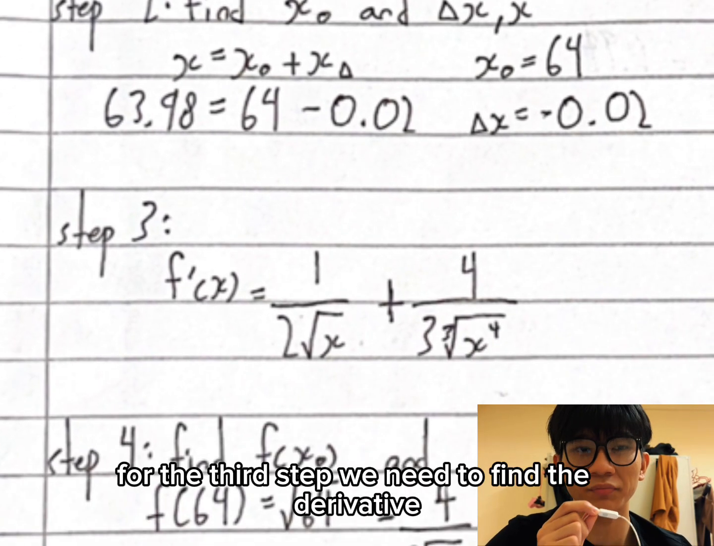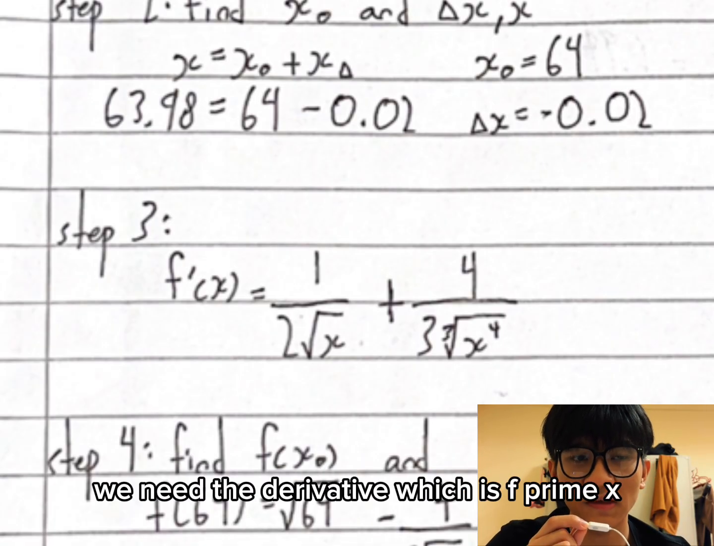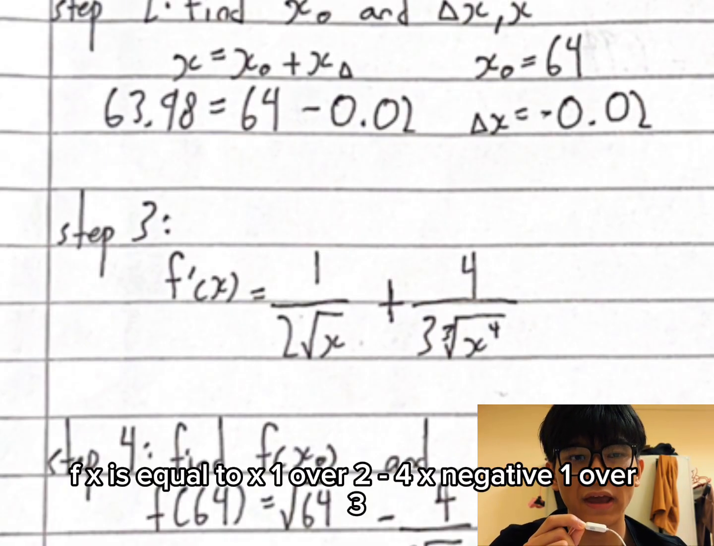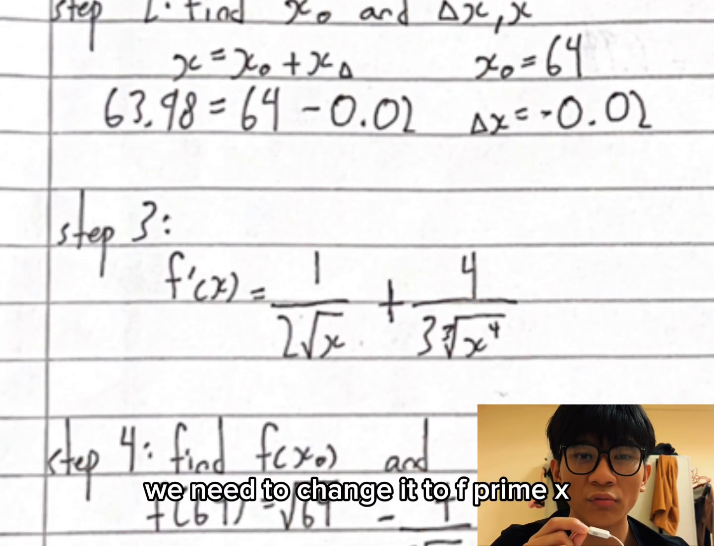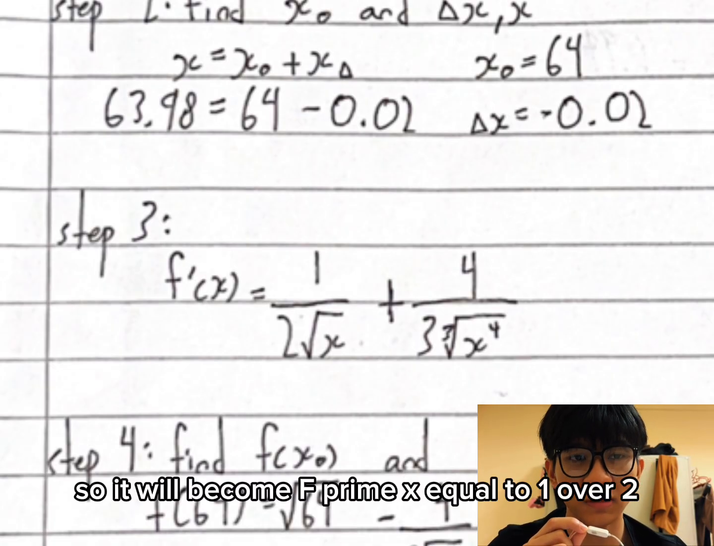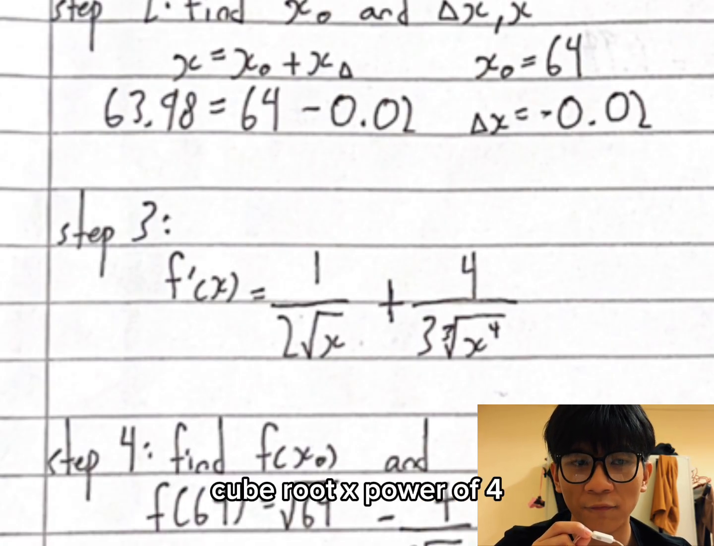For the third step, we need to find the derivative. We need the derivative, which is f prime of x. First, rewrite f(x) using exponents. f(x) is equal to x to the power of 1 over 2 minus 4x to the power of negative 1 over 3. We need to change it to f prime of x. So this is how we do it. It will become f prime of x equals 1 over 2 square root of x plus 4 over 3 cube root of x to the power of 4.